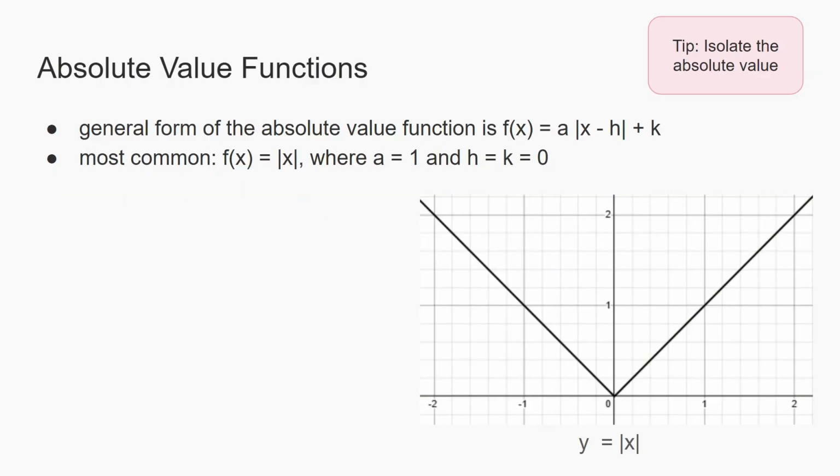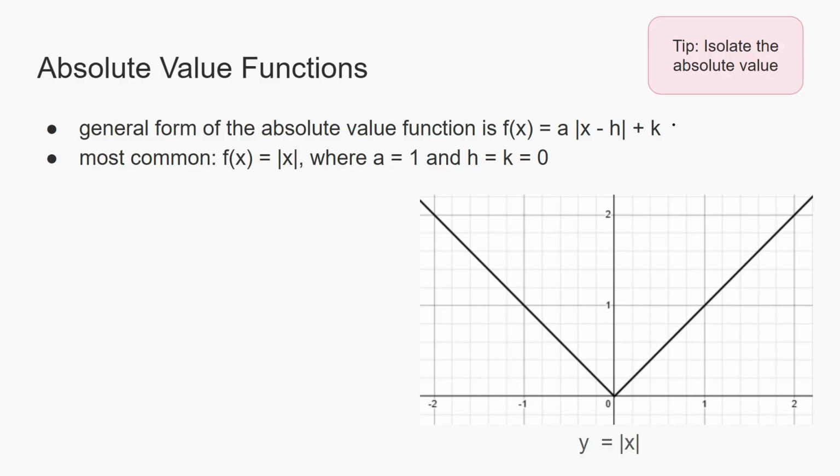An absolute value function is a function with the absolute value symbol. The general form is f of x equals a multiplied by the absolute value of x minus h, and then add k at the end. So a, h, and k are all constants.